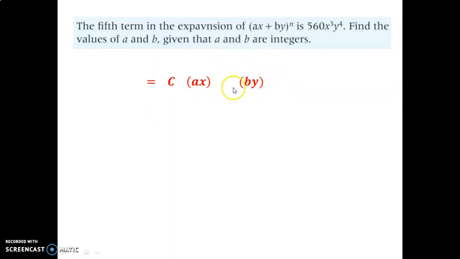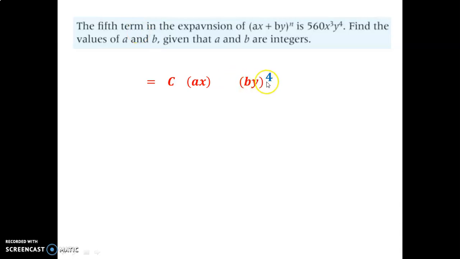And then you jump to the B part, the second part, and you say, what is the exponent on that? Well, we're talking about the 5th term. So that means the exponent on here will be 4. Remember, the exponent on the b part, the second part, will always be 1 less than the term number.